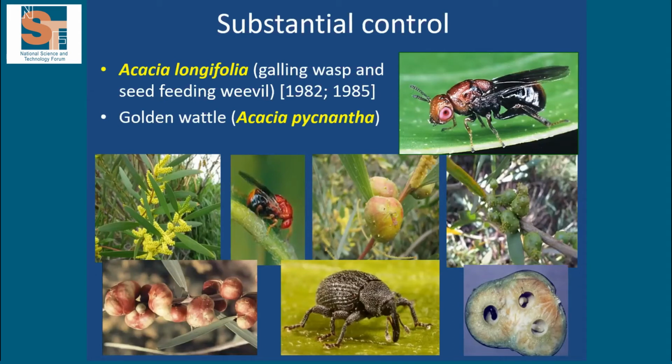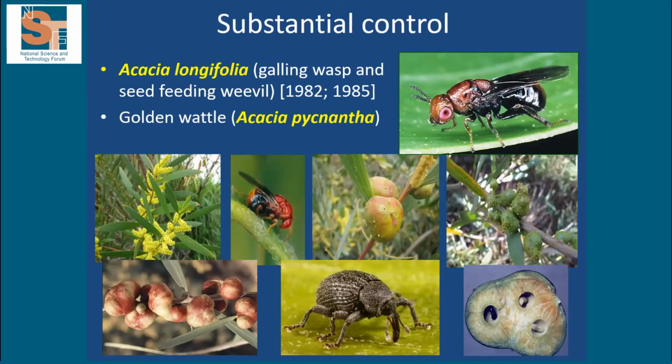So these examples are of Acacia longifolia, longleaf wattle, and of Acacia pycnantha, the golden wattle. What's quite interesting here is that we have a tiny little wasp called Trichogaster species on each of these acacia species, as well as a seed-feeding weevil. So you've got two agents that generally don't negatively impact each other, but they work together to try and reduce the reproductive output of the plant as much as possible.